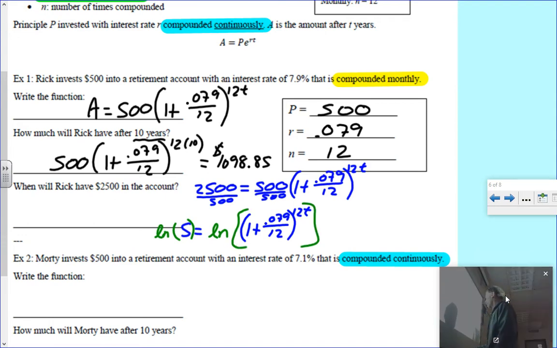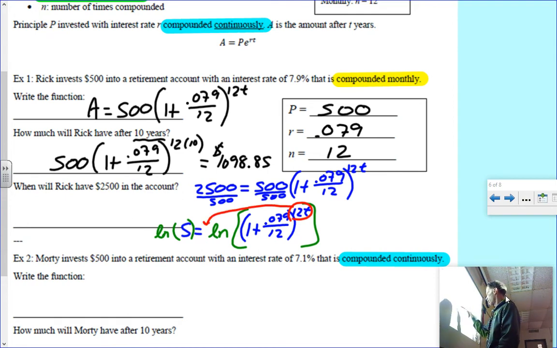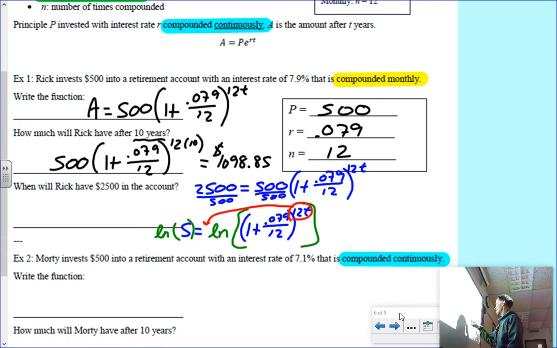Okay? And when I do that, I can then use the log property to bring this exponent in front of the log. So what I end up having is this. So I'm going to come over here just so you can follow along with what I'm doing. So I'm going to have ln 5 equals t times 12, and then that whole ln parentheses.